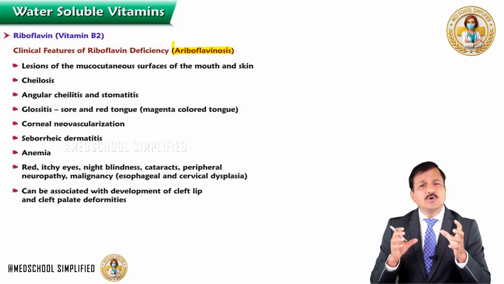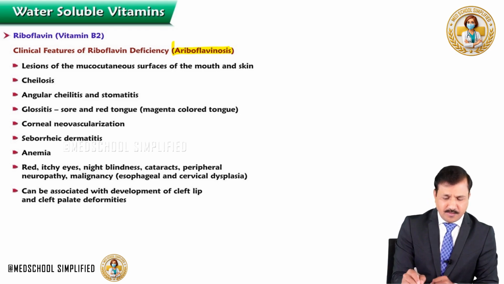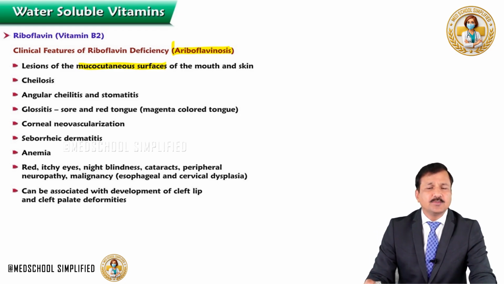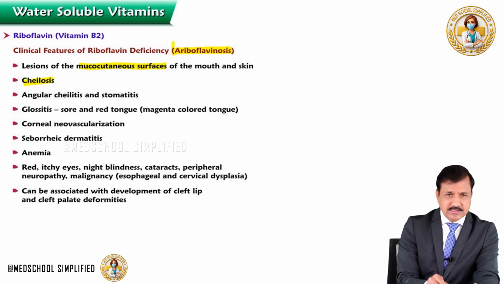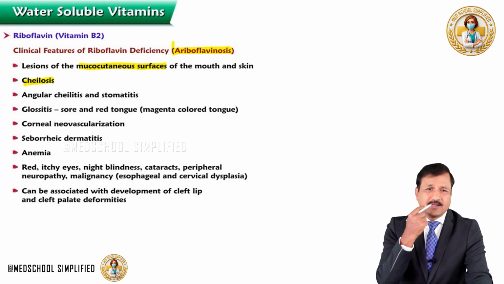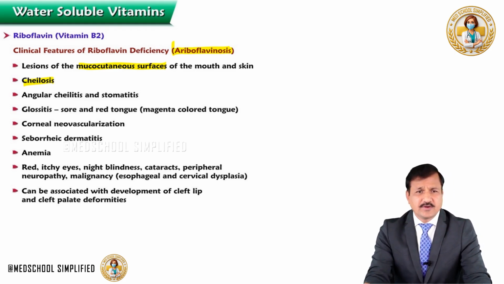So, generally the mucocutaneous surfaces of mouth and skin are involved. Remember this term. So, riboflavin deficiency affects mucocutaneous surfaces. So, what are all the signs here? Cheilitis. Cheilitis is the fissures on lips or the cracked lips. That's one of the signs of riboflavin deficiency.